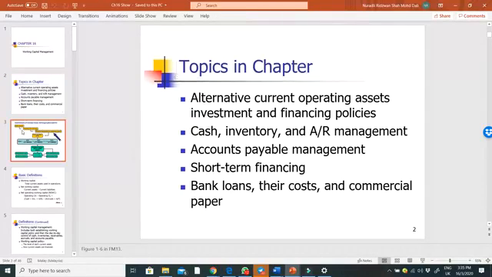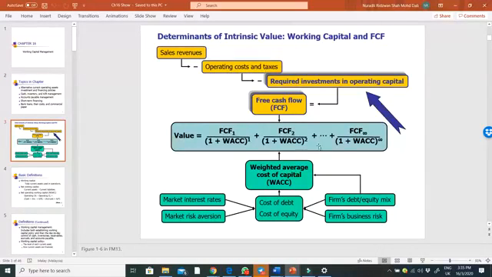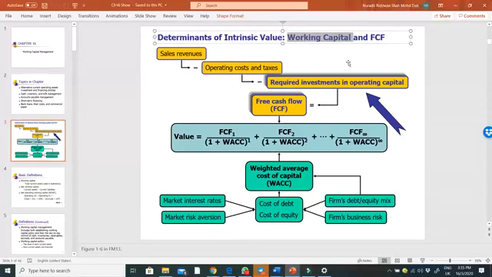All right. So this is your free cash flow. We have the weighted average cost of capital, WACC. This is cost of debt, cost of equity, firm debt, equity mix, firm business risk, market interest rate, and risk evaluation. Under operating costs and taxes, we have to less the required investment in operating capital. This is the part we want to see before the free cash flow. So this is what we call working capital management.